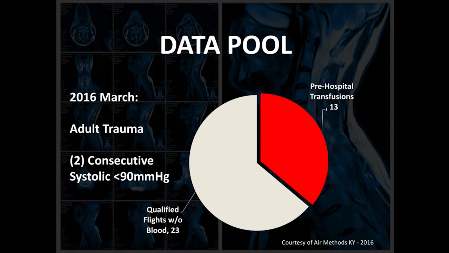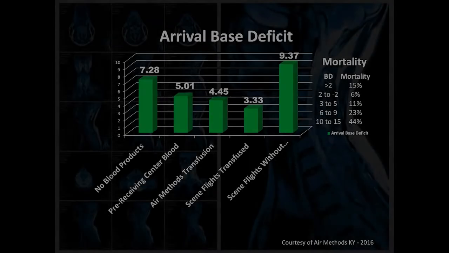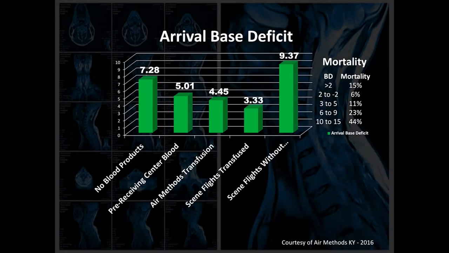This was in March of 2016, focusing on adult trauma patients. The flight crew had to have two consecutive blood pressures of 90 systolic or less. And really, when you looked at this, sample size was very, very small. You can see pre-hospital transfusions, 13. Flights without blood were 23. What I want to focus on, though, is the data that was extrapolated from this small study. And really, it was to look at base deficit, lactate level, H&H, and was there a significant difference in patients that were transfused?